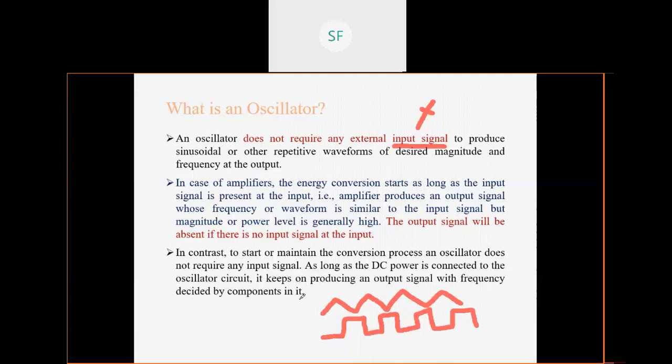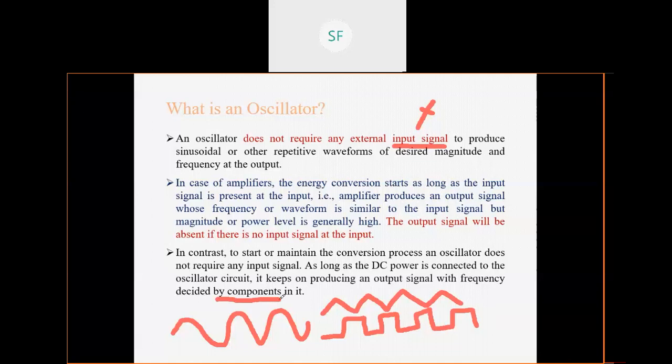decided by the components. So the frequency of this particular waveform, either sine wave or square wave or triangular wave, what do you mean by frequency? Frequency is nothing but the number of cycles completed in 1 second. I hope you all know what frequency means. Every cyclic wave will have a frequency, and the value of that frequency is decided by the components used in your circuit.